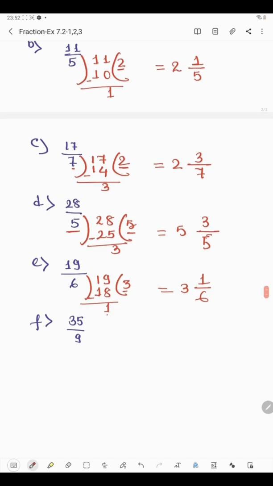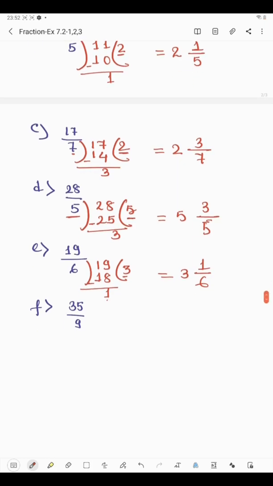Okay. Next, suppose if you want to check whether you have written it right or wrong, we'll just multiply these two. 3 6s are 18 and then we'll add this. So 18 plus 1 is 19. So here is 19 and the denominator will remain the same, which is 6 here. So it's 19 by 6.